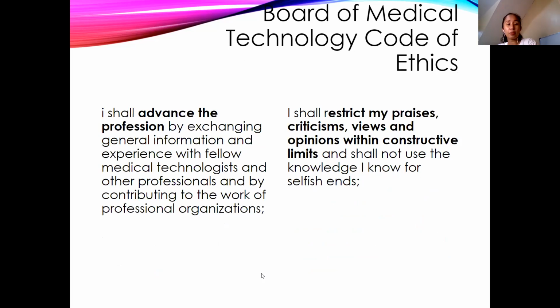I shall advance the profession by exchanging general information. Class, kung may seminar, i-share ko sa'yo, ganon. Class, let's join professional organizations. Ako, part ako ng PAMED, Baguio, Benguet, Mountain Province Chapter. Actually, officer ako doon. So, class, we make contest. May pa-TikTok contest kami. Sana sumali kayo. I'll post it this week.